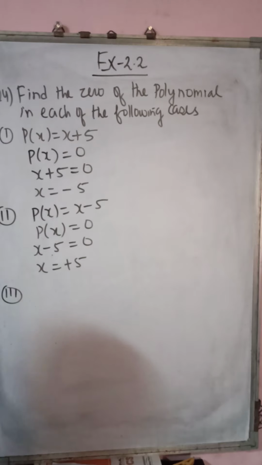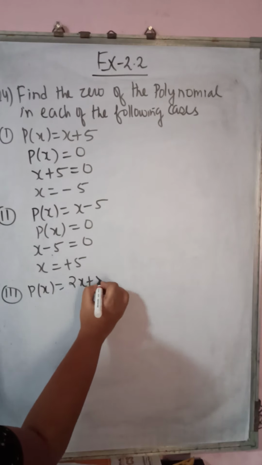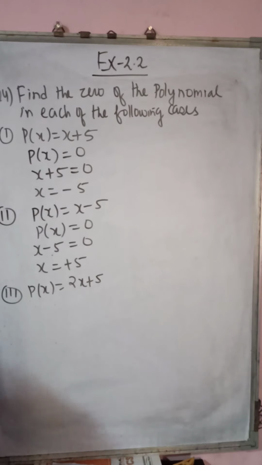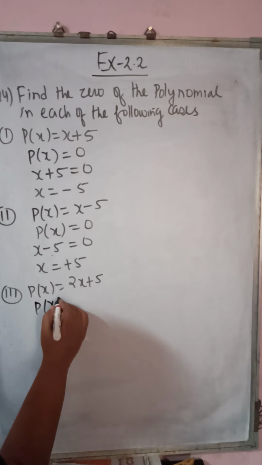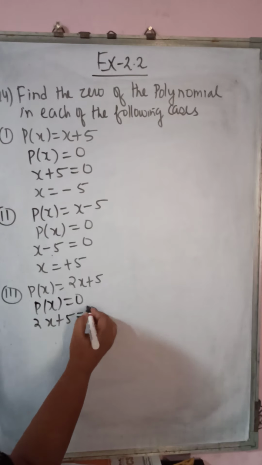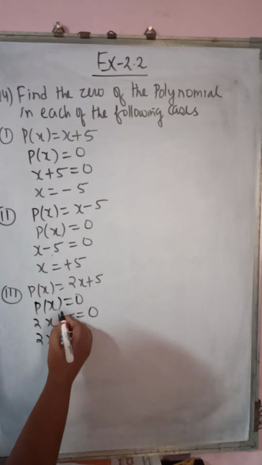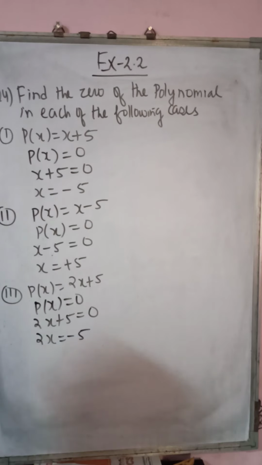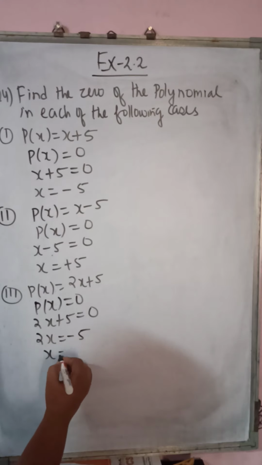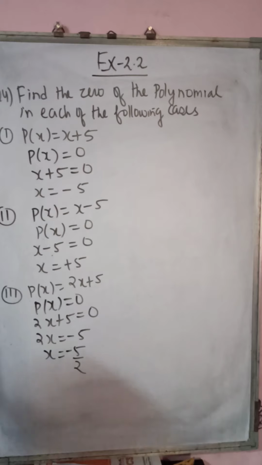Third, p of x is given as 2x plus 5. So again, p of x should be equal to 0. Now what is p of x? 2x plus 5. So that should be equal to 0. So again, 2x should be equal to minus 5, since plus 5 becomes minus when it goes to the other side, and x will be equal to minus 5 by 2. This 2 is multiplying, so when it goes to the other side, it is divided. Okay.